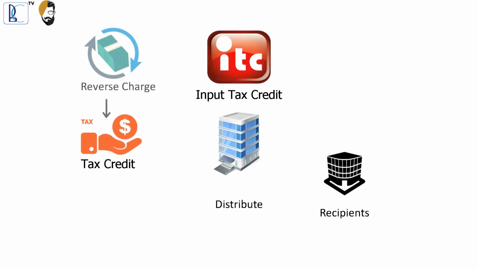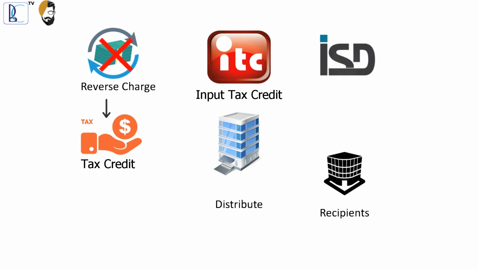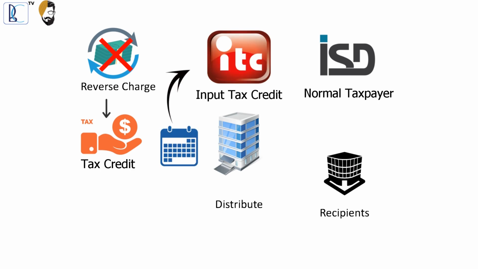Distribution of ITC: The credit of tax paid under the reverse charge mechanism is not available for distribution to the recipients. So, the ISD has to utilize such credit only as a normal taxpayer. ITC available in a month must be distributed in the same month, so deferment of the credit distribution is not allowed. Credit attributable to a recipient is distributed even if such recipient is unregistered or making exempt supplies.